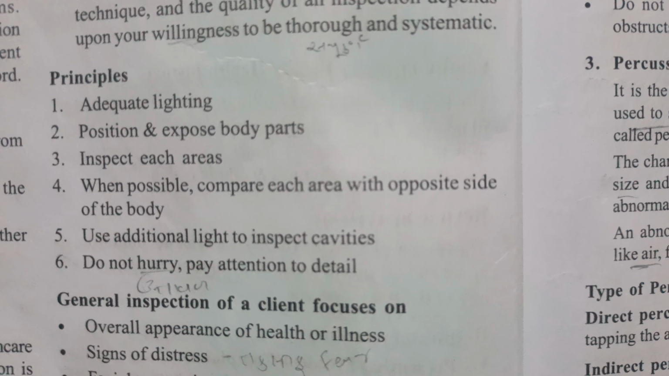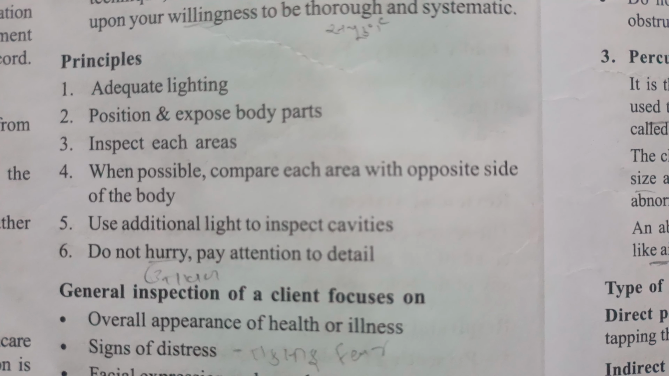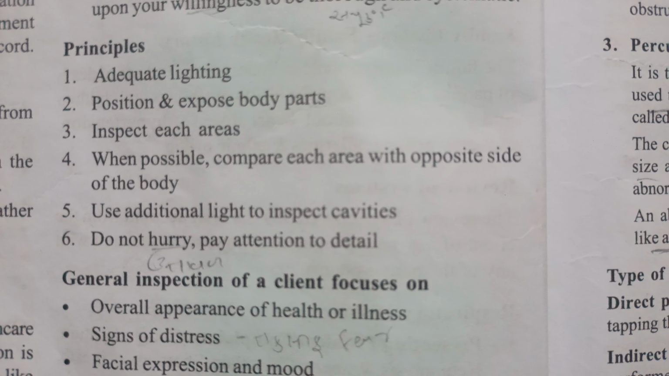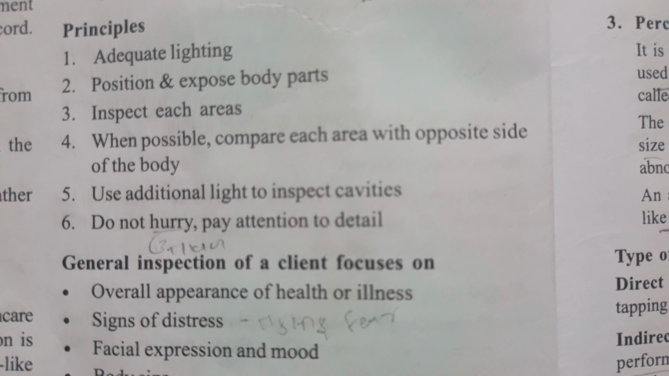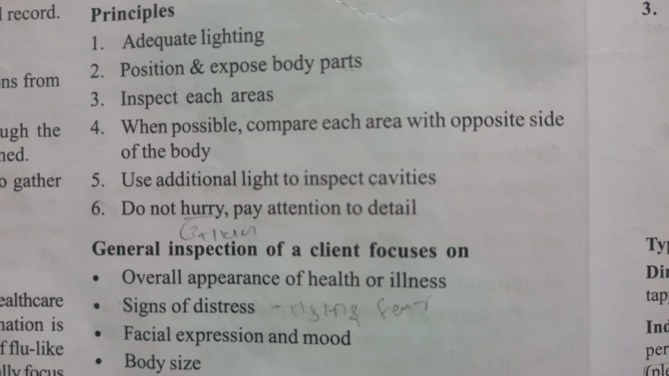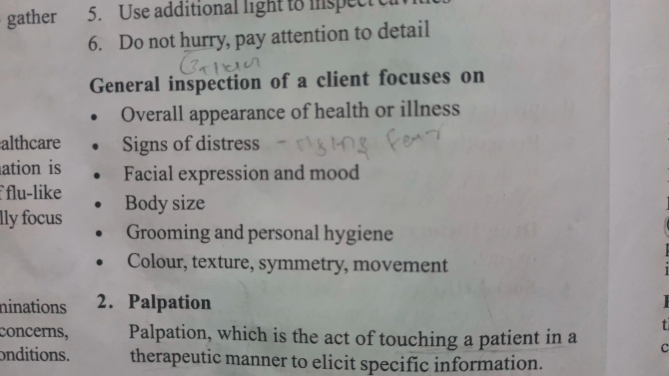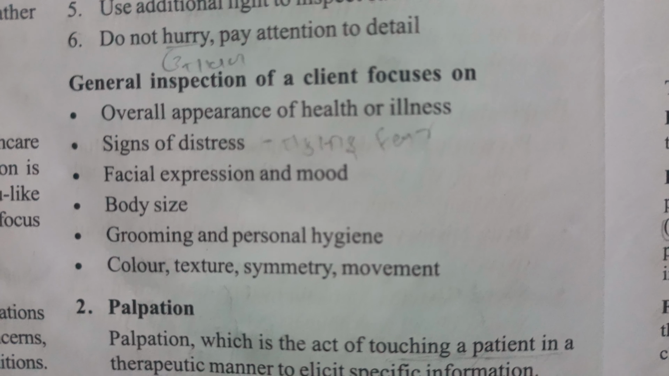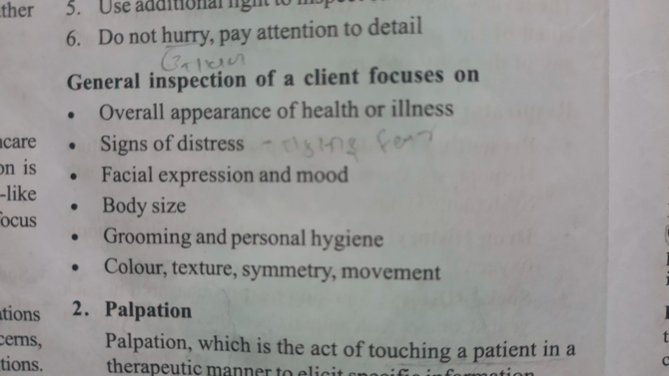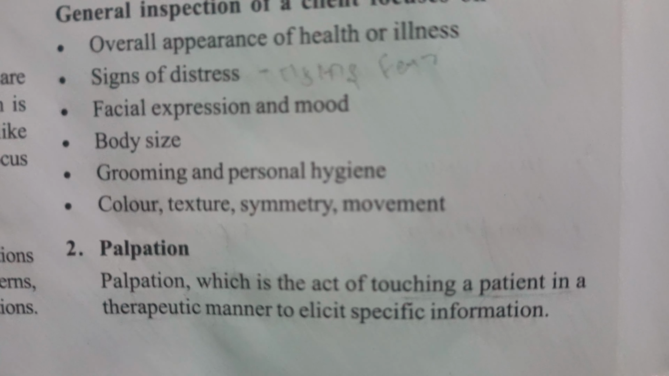Principle: adequate lighting, position, expose the body part, inspect each area. When possible, compare each area with the opposite side of the body. Use additional light to inspect a cavity. Do not hurry. Pay attention to detail. General inspection of the client focuses on overall appearance of health or illness, signs of disease, facial expression and mood, body size, grooming and personal hygiene, color, texture, symmetry and movement.